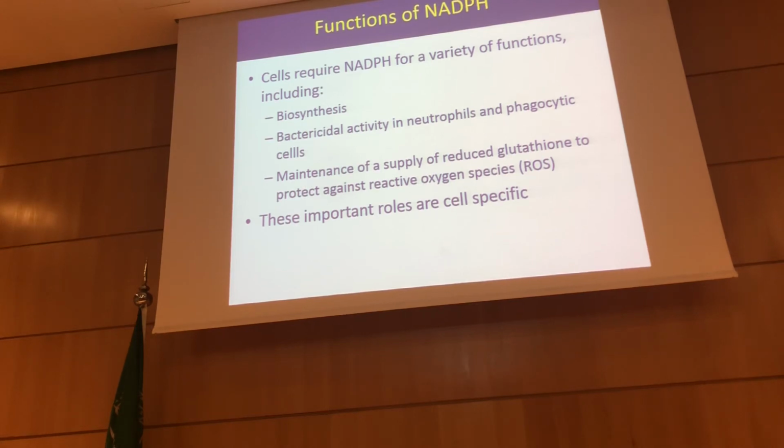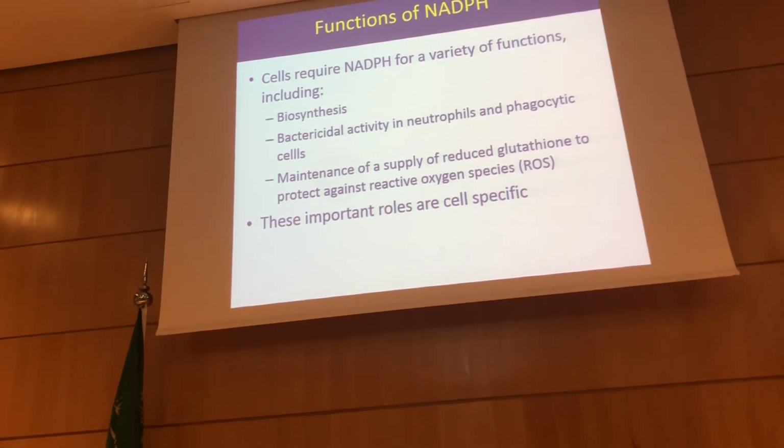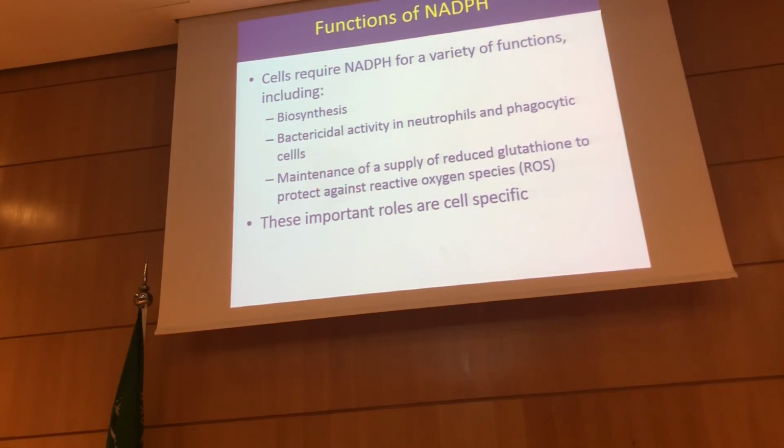What is the importance? I mentioned that it is important for the biosynthesis of fatty acids, of steroids, and of cholesterol. It also has a bactericidal activity in neutrophils, and I will explain what this activity is. And then it is important for the maintenance of reduced glutathione. Why do we need reduced glutathione? Because reduced glutathione is an antioxidant. It will remove and protect against the reactive oxygen species.